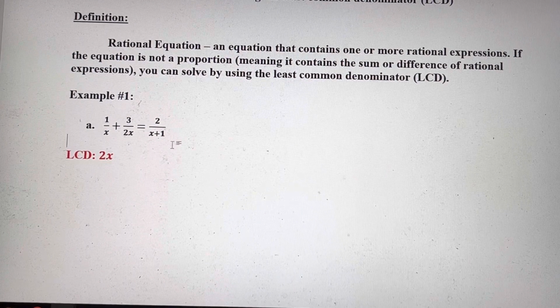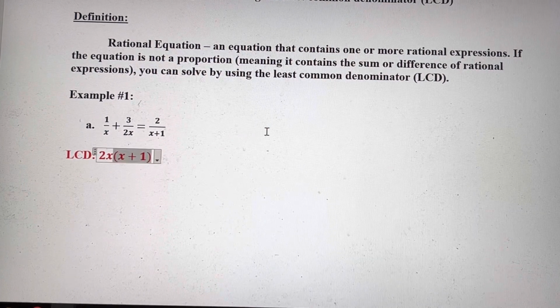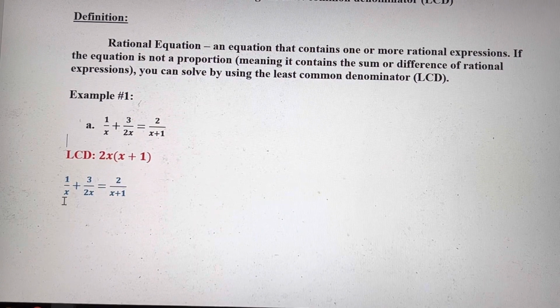Now I want to look for a binomial, polynomial factor that's going to be part of my common denominator. And this x plus 1 is the only part of any of the denominators that we haven't used, okay? So my least common denominator is 2 times x plus 1, all right? So what I want to do in the first step is take my equation, okay, and I'm going to multiply each part of the rational equation by that least common denominator.